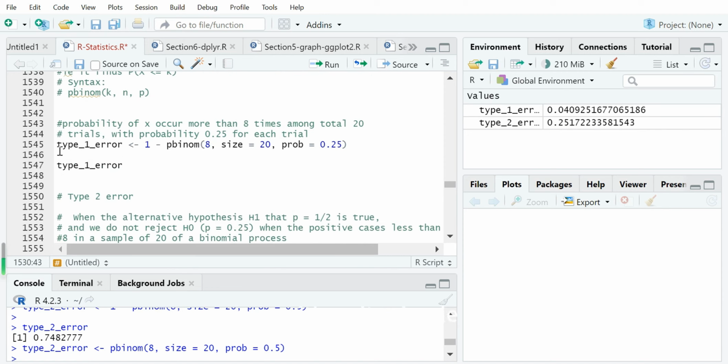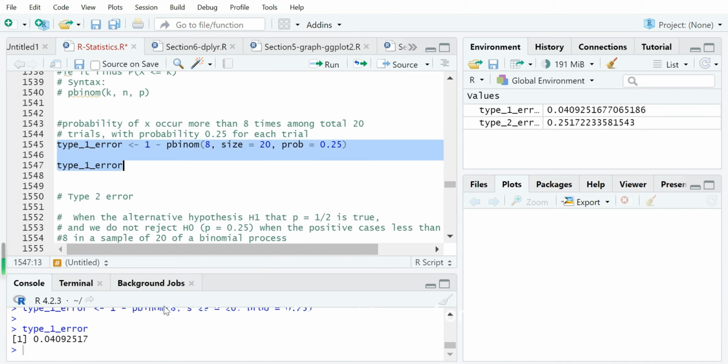So it's quite simple. We want to calculate type 1 error, because pbinom gives the cumulative probability up to 8 in a sample of 20. So we just use 1 minus this probability, and then we can get the type 1 error. In this case, the type 1 error is 0.04.